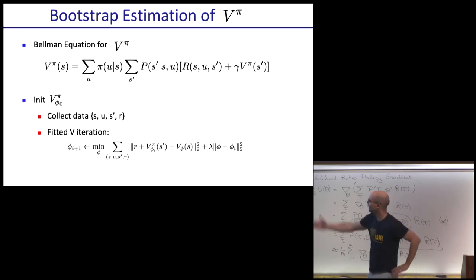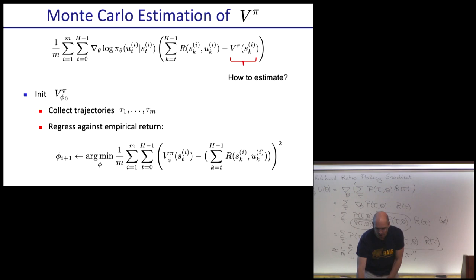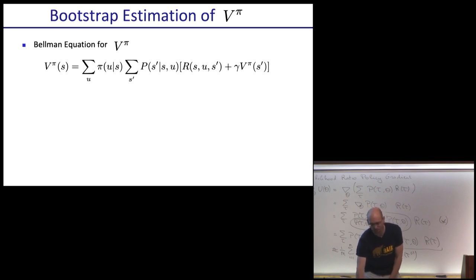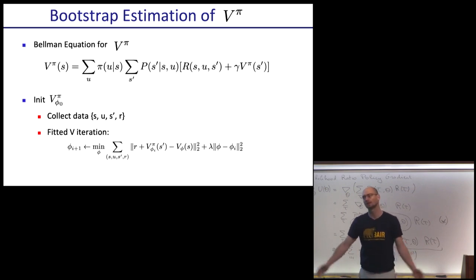So shown at the bottom here, you can run an optimization that tries to make the value function at the next time consistent with the value function at the current time, and then some regularization to make sure you don't overfit. What would you use? Would you use Monte Carlo or would you use Bootstrap? Well, that's a design choice. You can choose whatever you want to do. And we'll actually see mixes between the two of them at some point.